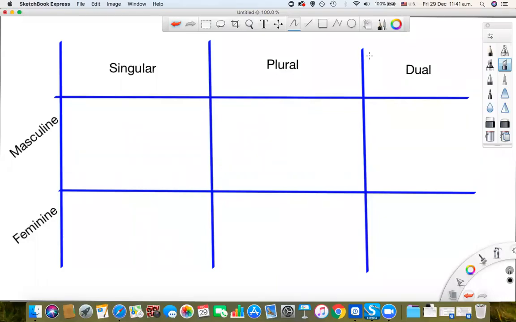All right, so chapter 4 is about Hebrew nouns. And what I want to do in this video is just go over the endings of the different noun forms and then look at just a few examples of how the vowel pointings change when you add these endings.